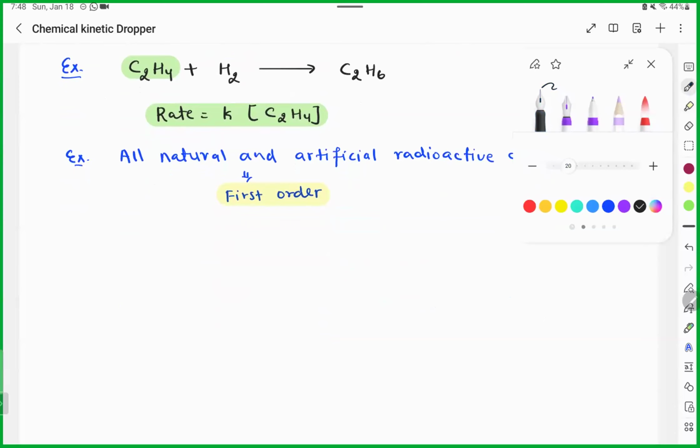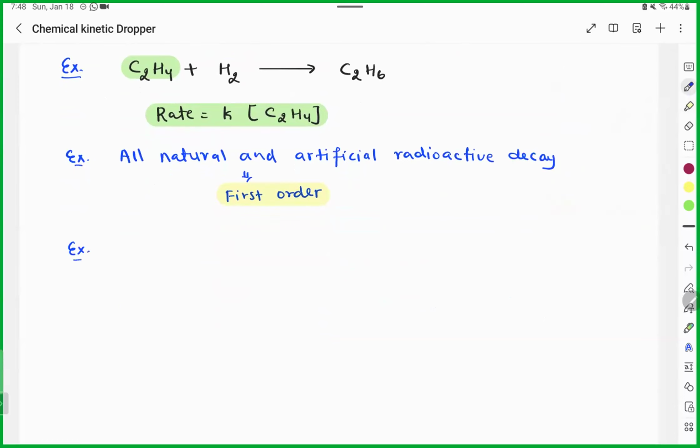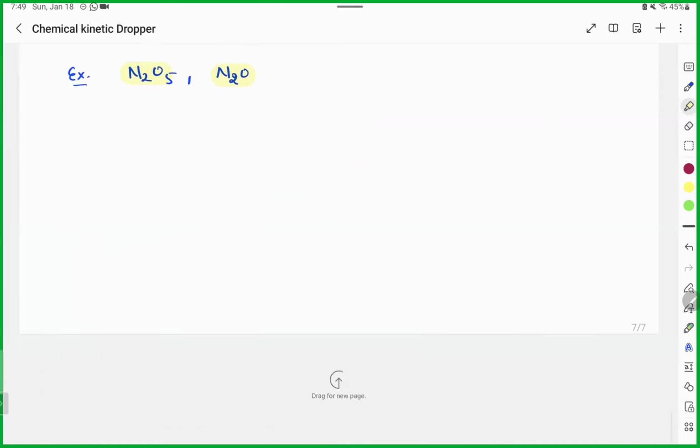Pratigya, do you know any other example where we follow the first order reaction? Very good. Decomposition of N2O5, N2O, all the natural or artificial radioactive decay, or C2H5. You should know all the examples of first order reaction because first order reaction is the most important reaction we need to know. Done. Write down the question.